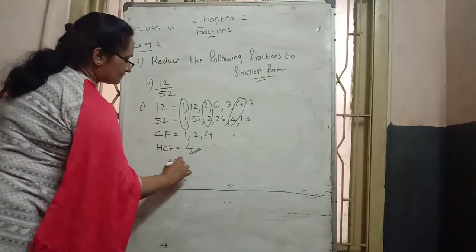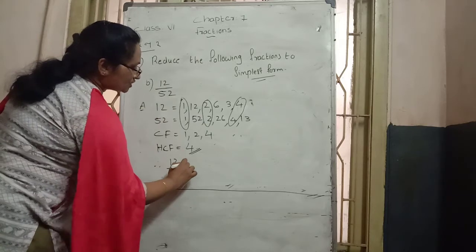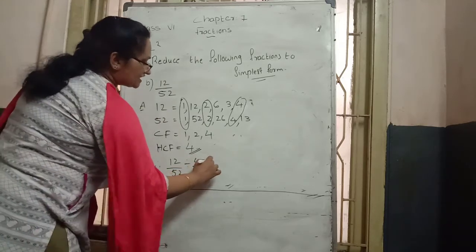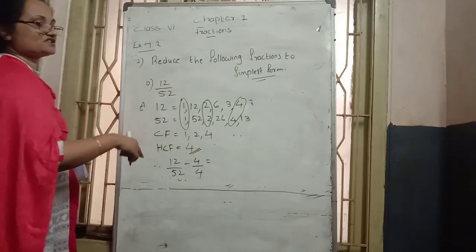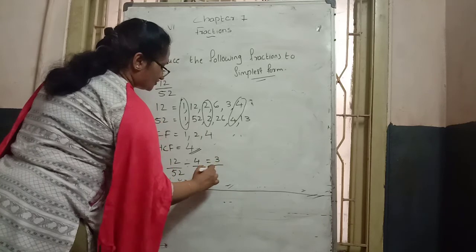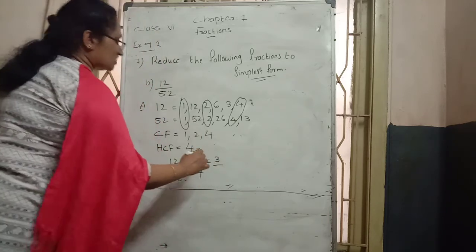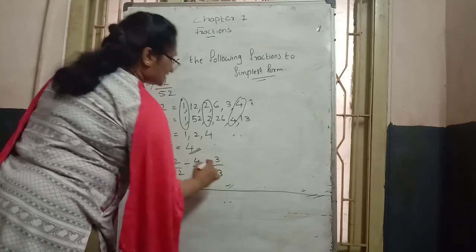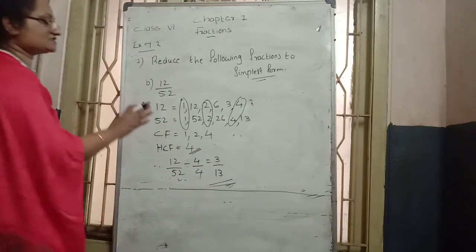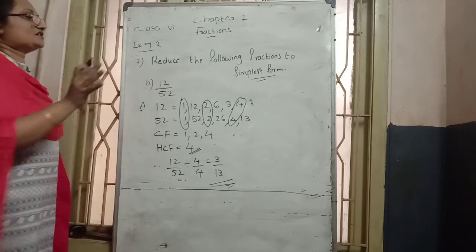So our given fraction 12 by 52, numerator and denominator, are divided by 4. Division means cancellation. 4 into 12 is 3 times. 4 into 52 is 13 times. Again, 3 and 13 cannot be cancelled. This is the simplest form of the given fraction.